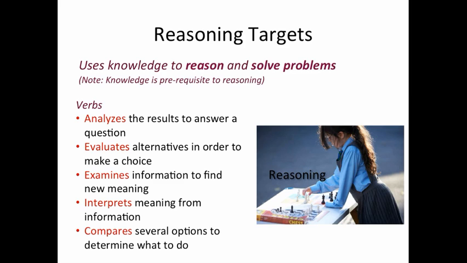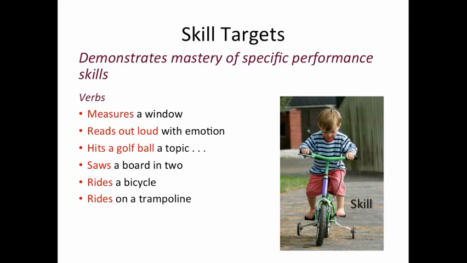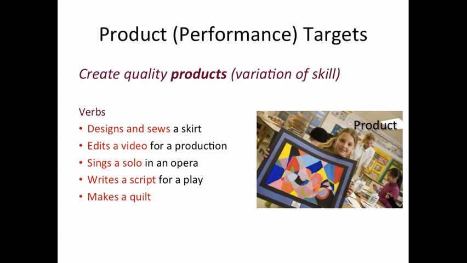So these are some verbs for the reasoning targets and some verbs for skills targets. I noticed that I meant to say flips on a trampoline instead of rides on a trampoline, although that might be a pretty interesting skill by itself. So here are some verbs for product targets.